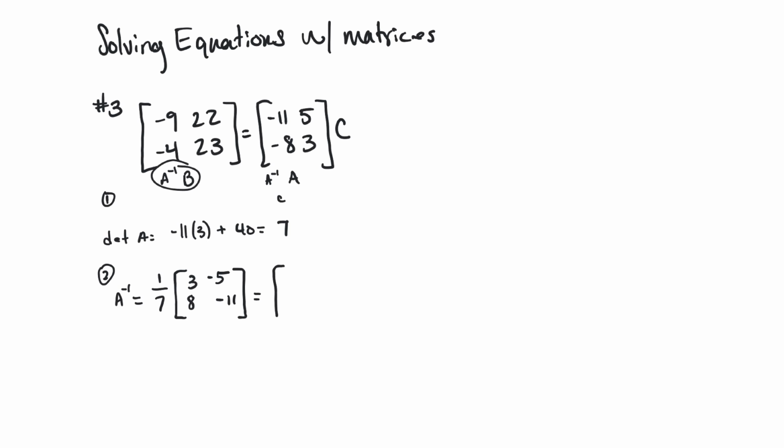I'm going to go ahead and multiply through. This is going to give me 3/7, -5/7, 8/7, and -11/7. So it's nice. It doesn't really simplify at all. So that's the next part.